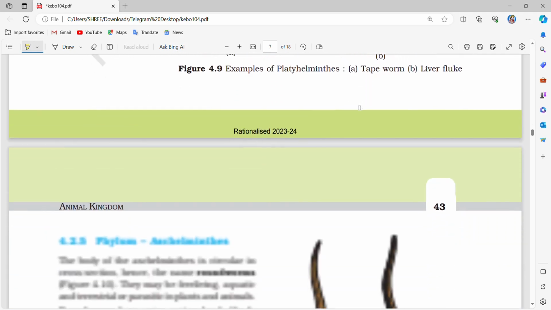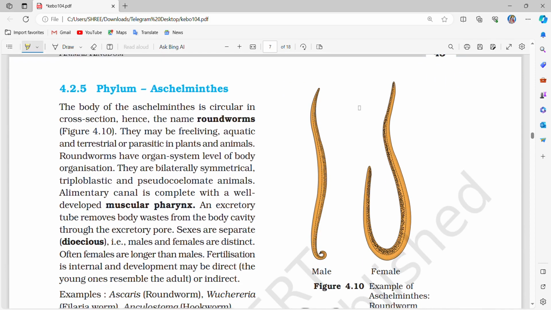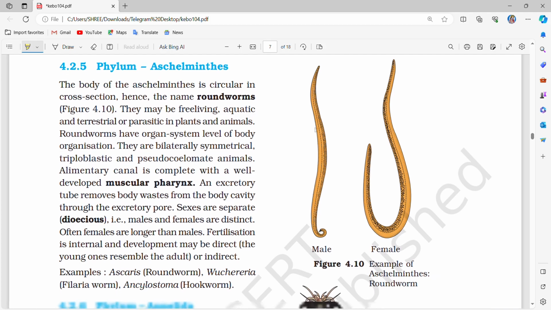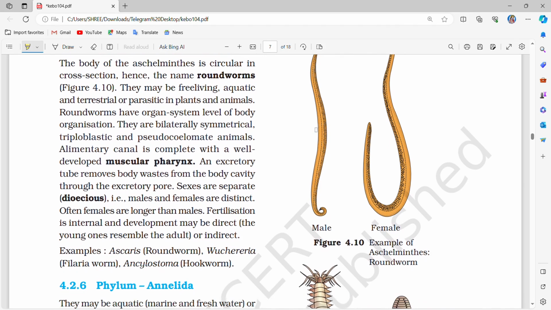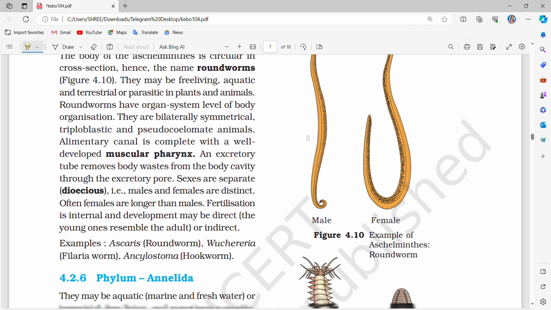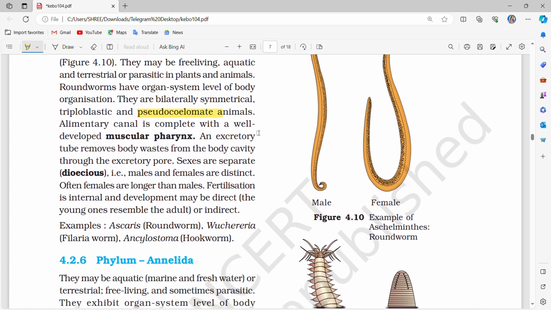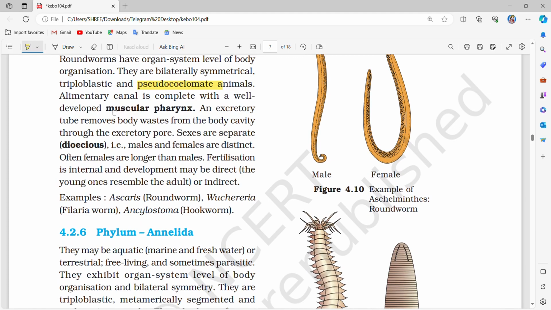4.2.5 Phylum Aschelminthes. The body of the Aschelminthes is circular in cross-section, hence, the name roundworms, figure 4.10. They may be free-living, aquatic and terrestrial or parasitic in plants and animals. Roundworms have organ system level of body organization. They are bilaterally symmetrical, triploblastic and pseudocoelomate animals. Alimentary canal is complete with a well-developed muscular pharynx. An excretory tube removes body wastes from the body cavity through the excretory pore.